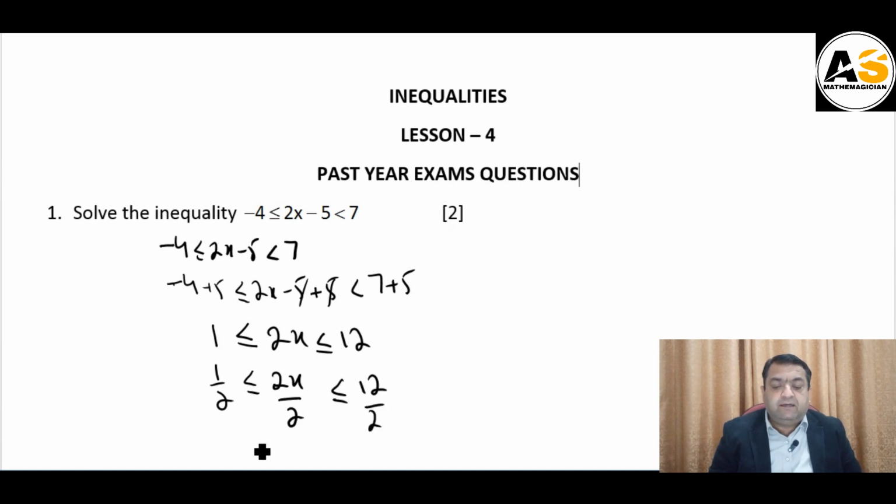So what we will get? 1 by 2 is less than or equal to x is less than or equal to 6. This is the solution of the inequality. It gives us all the possible values of x, including 1 by 2 and 6. All real numbers between these two numbers is the solution.